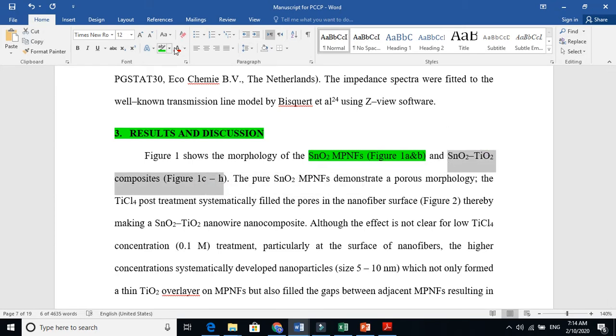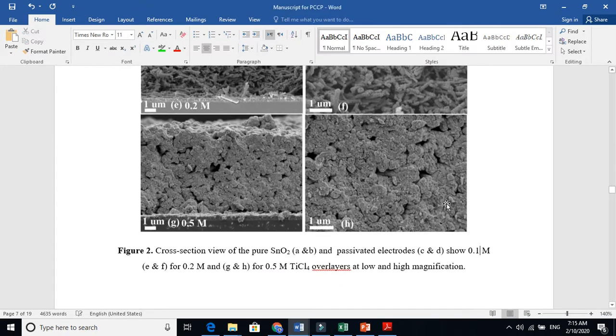I'm just comparing here. You see here the composite one. I say that the pure SnO2, this one, demonstrates porous morphology. You see, it is porous. Pores are there. The TiCl4 treatment systematically fills the pores. You see, when I make the composite of titania, because titania is coming from TiCl4, it filled those pores in the nanofiber surface. In figure 2, you see here, this is how I gave the reference of figure 2. That when I did treatment, you will see that the pores are filled here. You see here, this is figure 2, pores are filled.